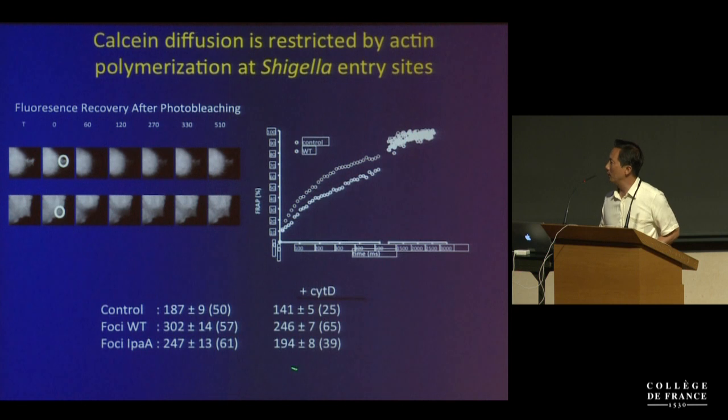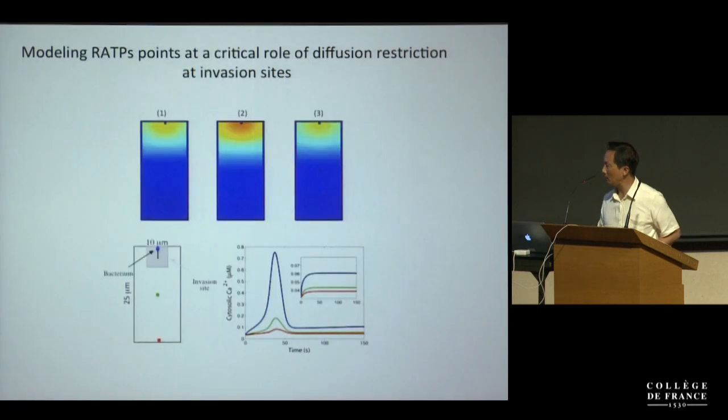And what we could see here through those experiments is that indeed, in control areas, for example, we have a half-time recovery of about 145 milliseconds. In entry foci, you have almost 1.5 times more restriction of diffusion, which is clearly indicating there's a strong restriction. Diffusion restriction is linked to actin polymerization in that case, because we can go back to control level if we treat the cells with cytochalasin D.